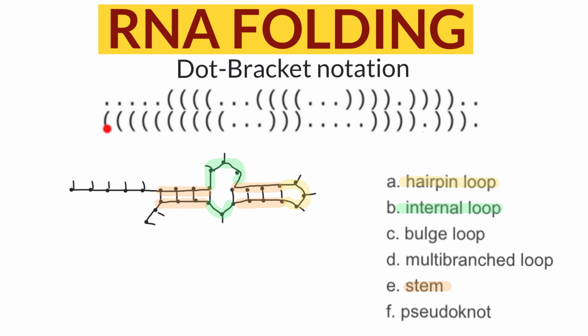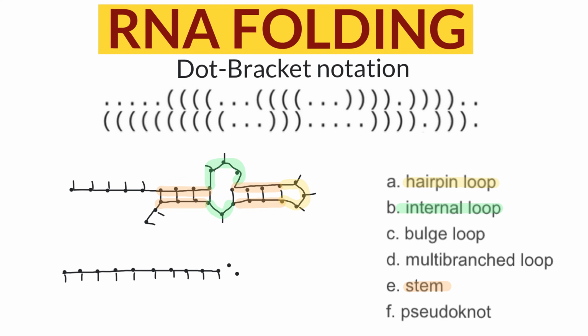How many paired nucleotides do we have here? 1, 2, 3, 4, 5, 6, 7, 8, 9, 10. So let's show them here. 1, 2, 3, 4, 5, 6, 7, 8, 9, and 10. These are paired nucleotides. So let's also show the pairs here. Next, we see 3 dots, which specify unpaired RNA, and then the parenthesis closes. That means that here we have a turning point, and then the RNA folds on itself.